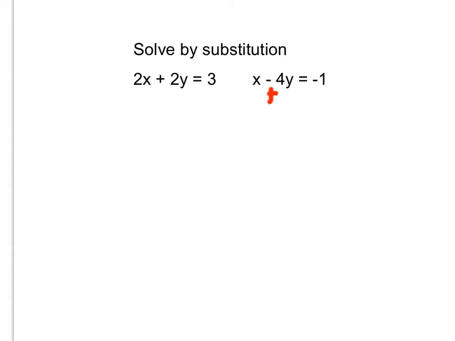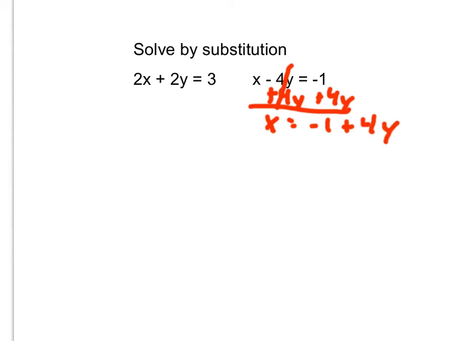So we're going to add 4y to each side, and that's going to cancel. That's going to give me x equals -1 plus 4y. Now we're going to take this expression right here. So that was step 1. We got x all by itself. Now we're going to take that expression and plug that into this equation over here. So instead of 2 times x, it's going to be 2 times all this stuff I said x was equal to.